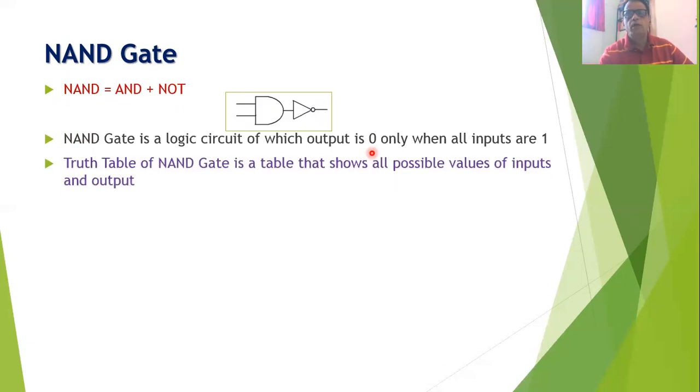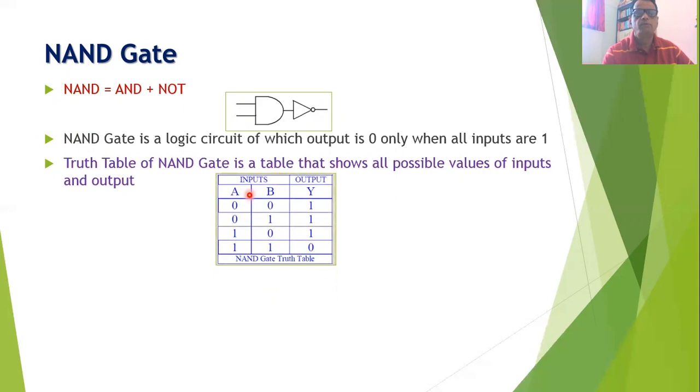Now we can write the truth table for the two input NAND gate. And as we know, a truth table is a table that shows all possible combinations of input and output. So this is a truth table for two input NAND gate. Suppose the inputs are A and B and the output is Y. So we have four possible combinations: 0, 0, 0, 1, 1, 0, and 1, 1. As far as the NAND gate is concerned, when the inputs are 0, 0, the output is 1. For 0, 1, the output is 1. For 1, 0, the output is 1. So the output is 0 only when both the inputs are 1.